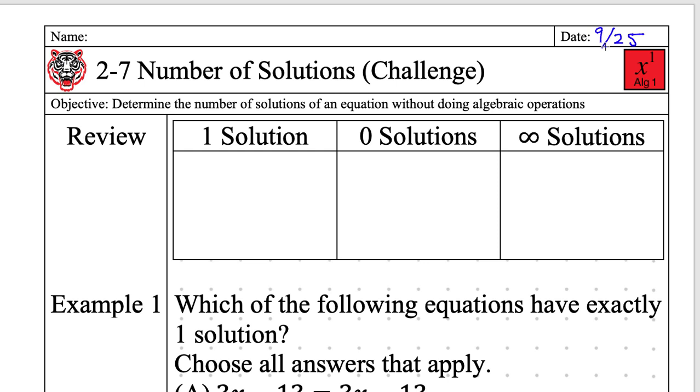Yeah, so I'm holding a hand behind your back now. You used to be able to play with the numbers, subtract things from both sides, distribute things on both sides. Now I'm putting arms behind your back. You just have to look at it without doing any algebraic operations and say, oh yeah, that's infinite solutions. Or look at it and say, oh yeah, that's just one solution. You have to just be able to look at it.